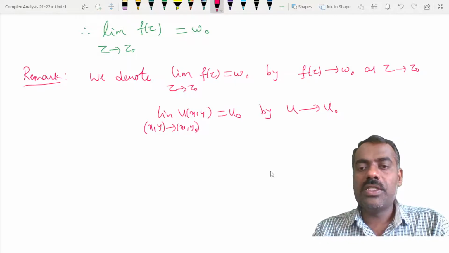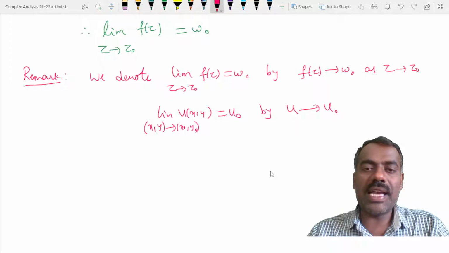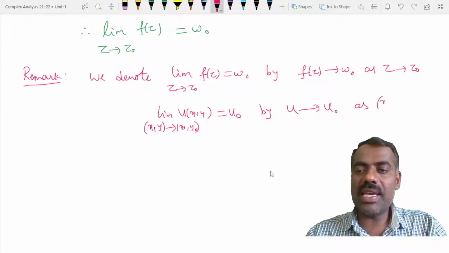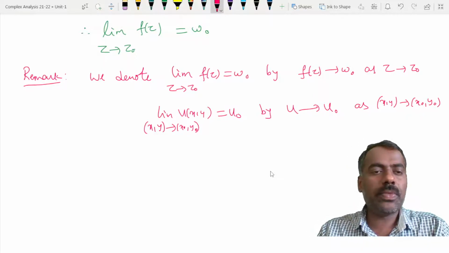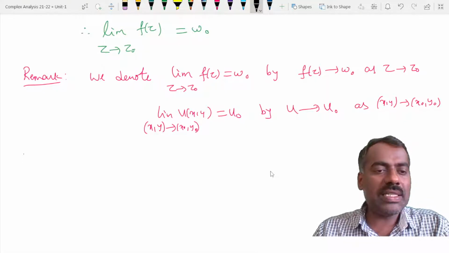Are you following? Whenever we are talking about complex numbers, z tends to z naught as a complex number. This u naught, they are real values. So as (x, y) tends to (x naught, y naught). With that, now you can have this algebra of limits.